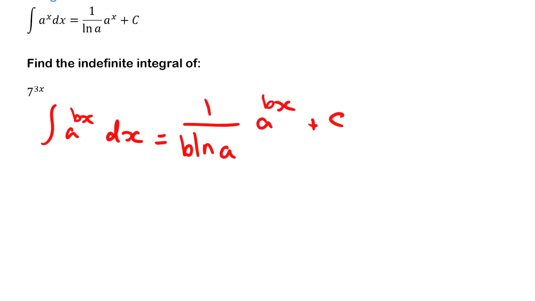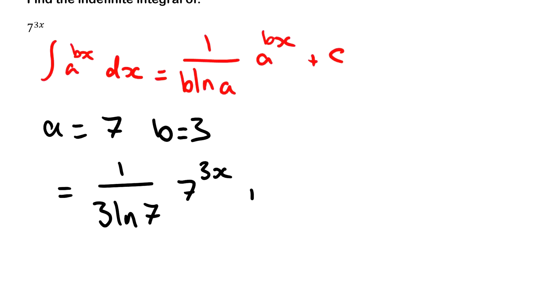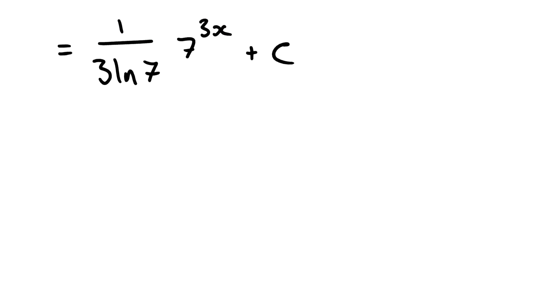And what we do is we can write out what they are. So we know a is going to be my 7, b is going to be 3, and then we can go on and substitute into the formula. So we get 1 over 3 ln 7, and then 7 to the power of 3x plus c. Alright, and that's it, we've done that one.